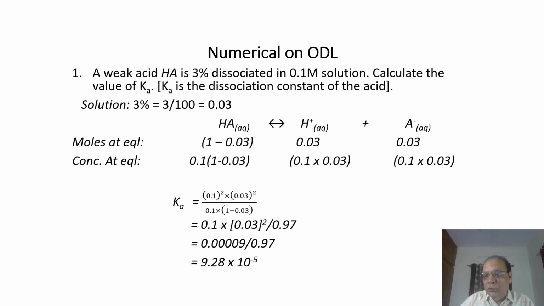Expanding this, you can use your calculators. You will have 0.00009 divided by 0.97, and this works out to be 9.28 into 10 to the power minus 5. I hope you understand. You can calculate either using log tables or a calculator. The calculator will do it very fast for you.